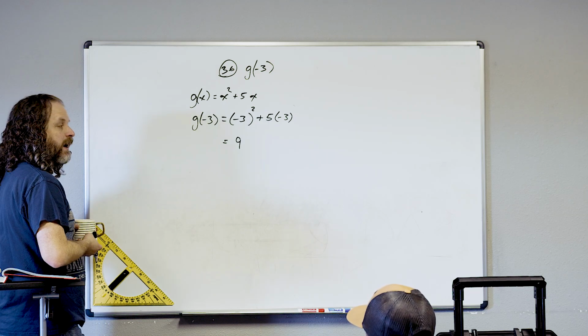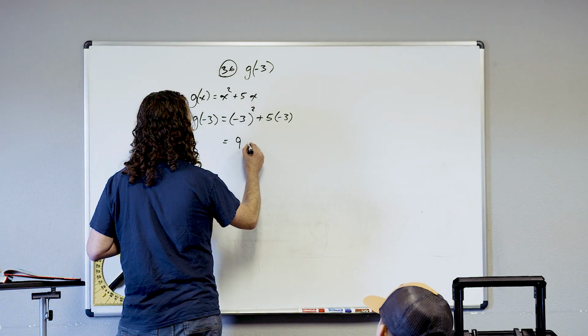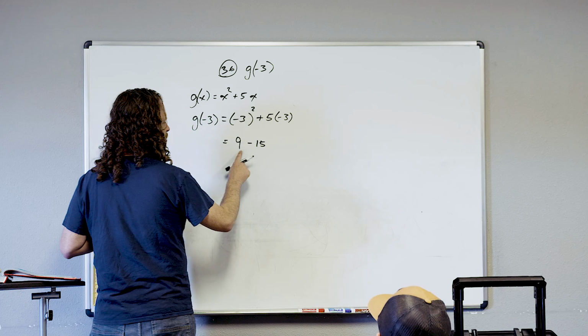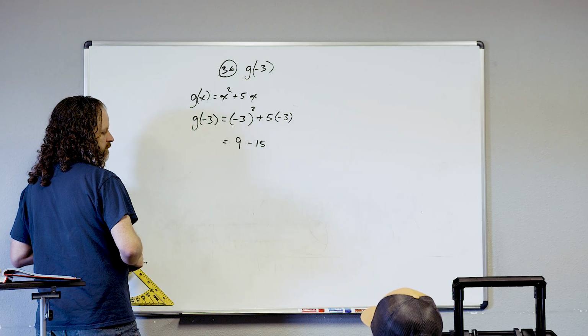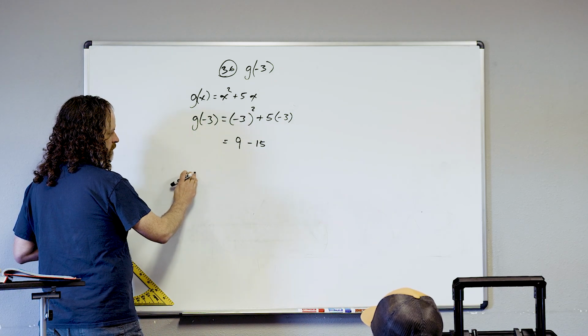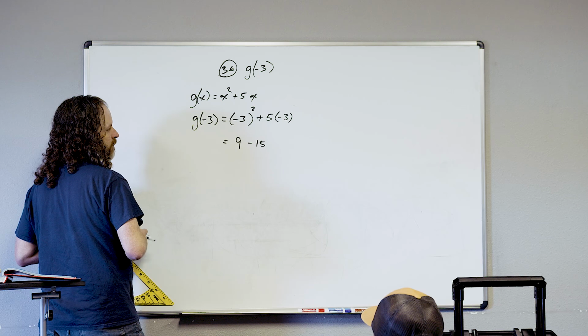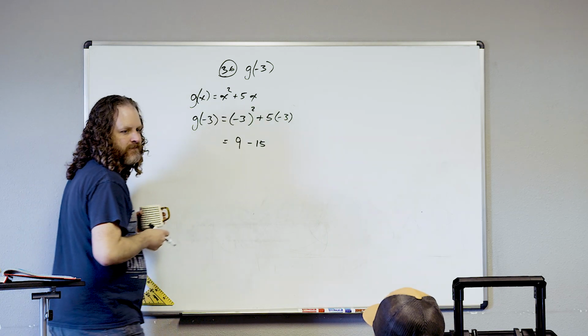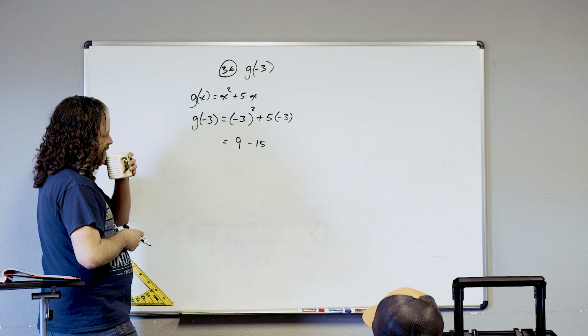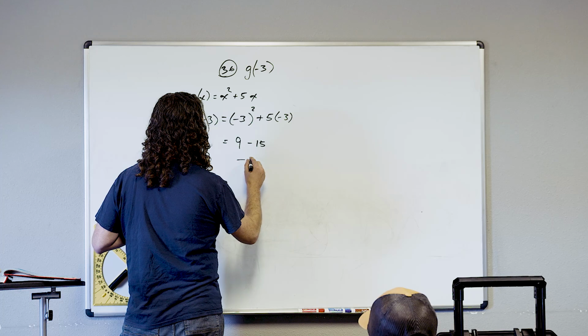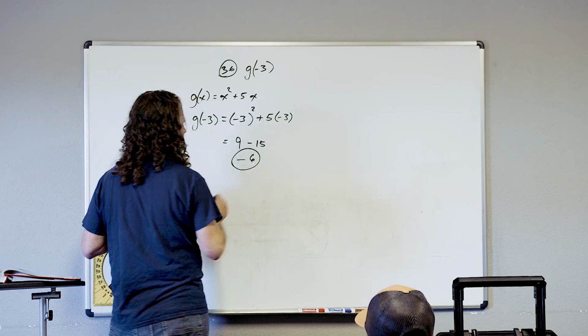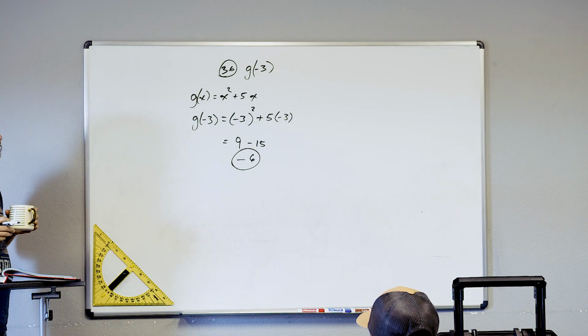Negative 15, right? And then what's 9 minus 15? Negative 6. No, it's not 6. There it is. Alright, yeah. Negative 6. I thought you said negative 36.